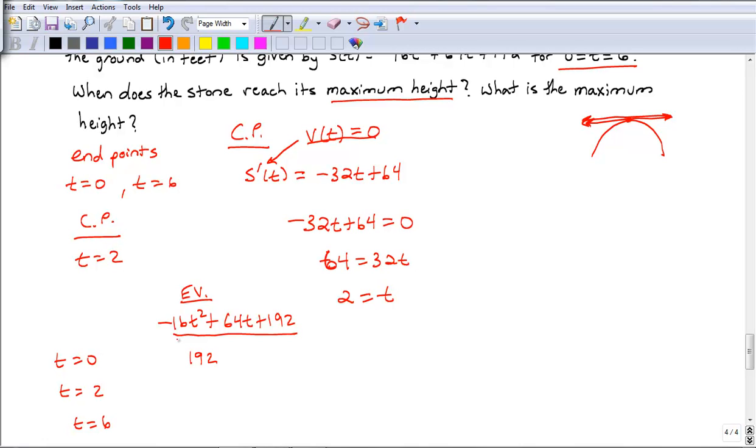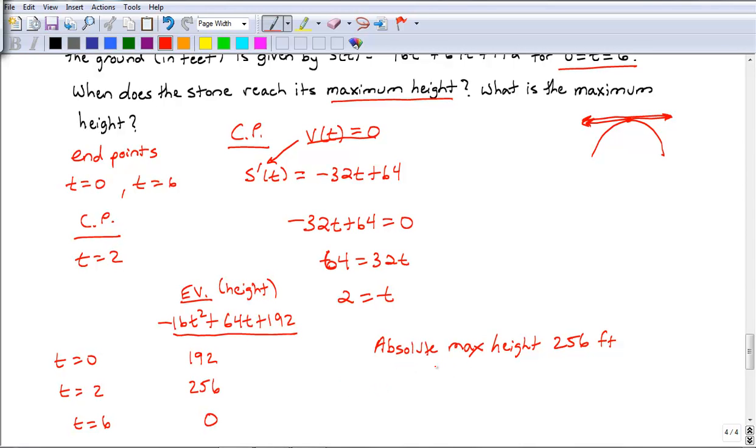You get negative 16 times 2 squared plus 64 times 2 plus 192. That gives me 256 out. And then I plug a 6 in there to see what that does for me. And that gives me 0. So I know there's an absolute max. And since this gives me the height, it's the max height of 256. In this case it's going to be feet, but that's just because I know the units of acceleration in the problem. And there'll be an absolute min of 0, but that's when the rock hits the ground.